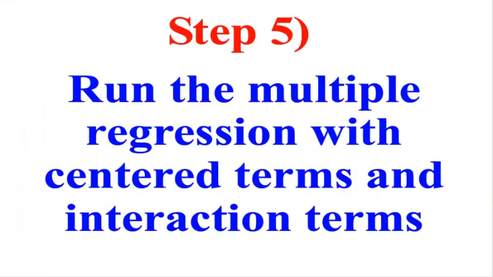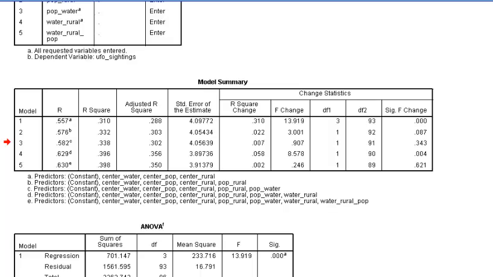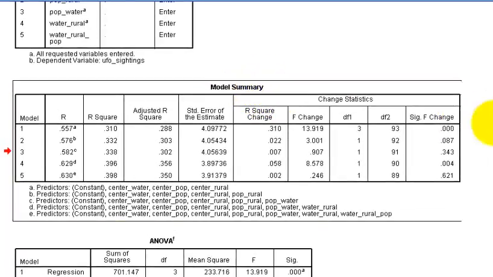Okay, we ran the model. Let's go to step 6. So now we have to look for a significant R-squared change between the different model regressions. What it did first was run the regression with the 3 centered terms. The second model it ran was with the first interaction term. The third model, it added another interaction term. So every time we add an interaction term, it reruns a new model. So we have to look for the change in the R-squared between the models. That will indicate that there was some kind of significant interaction going on. So back to our model summary box.